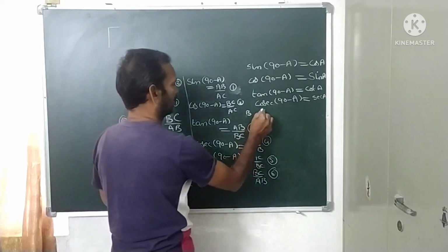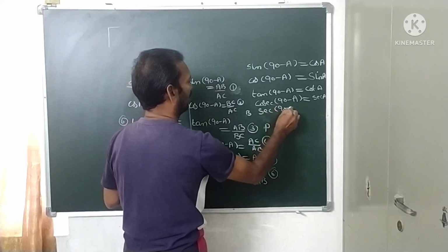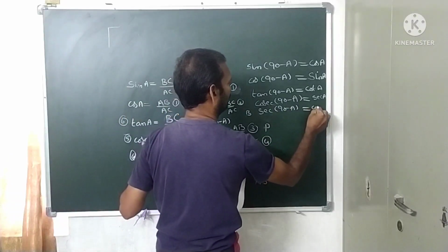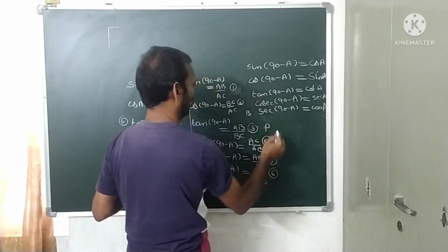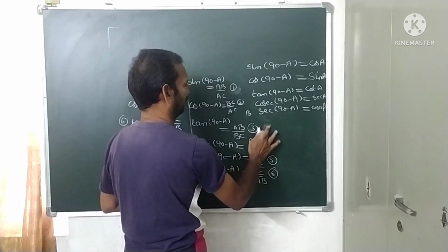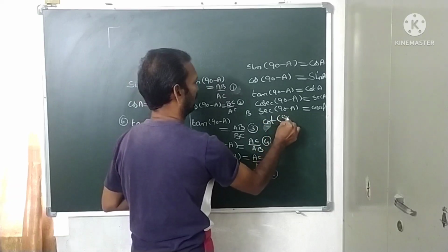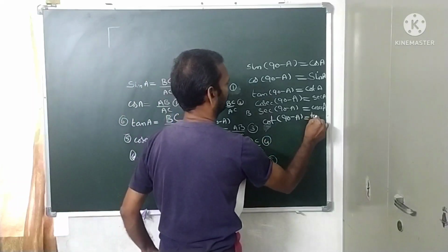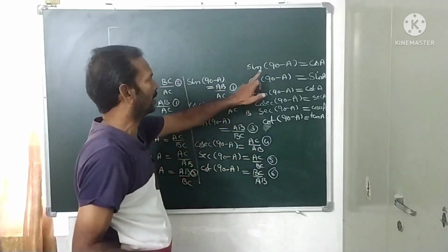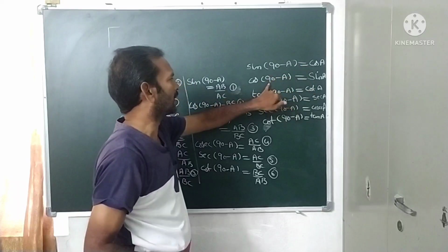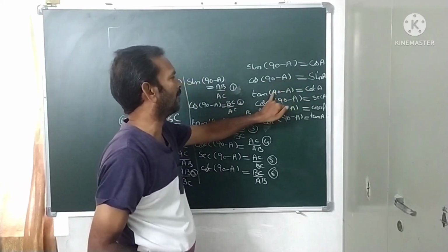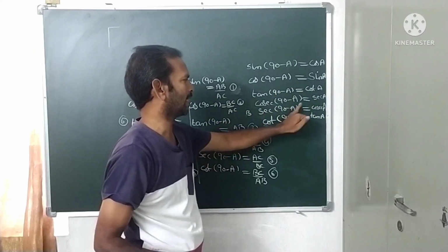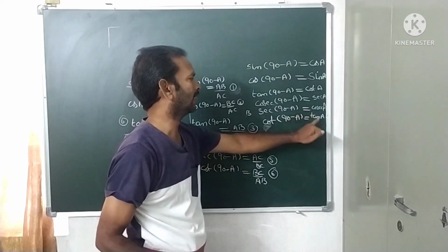Fifth, secant of 90 minus A is cosecant A. Sixth, cot of 90 minus A is tan A. Simple. Sin of 90 minus A is cos A, cos of 90 minus A is sin A, tan of 90 minus A is cot A, cosecant of 90 minus A is secant A, secant of 90 minus A is cosecant A, cot of 90 minus A is tan A.